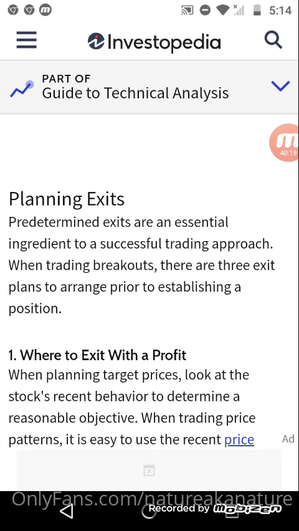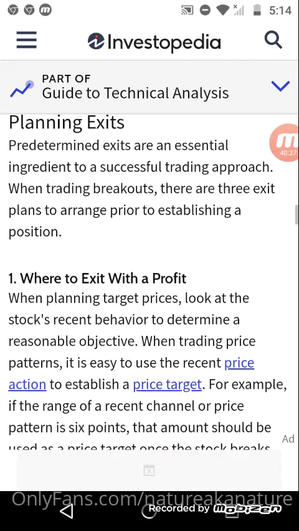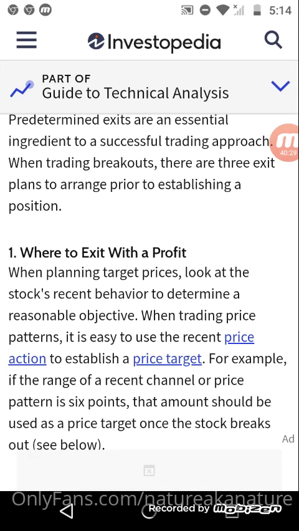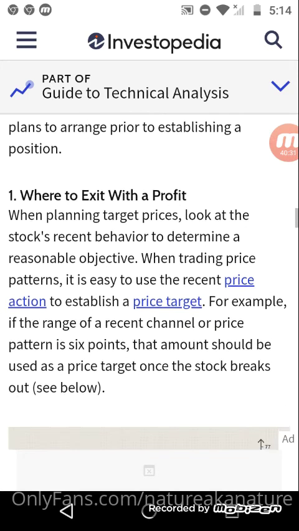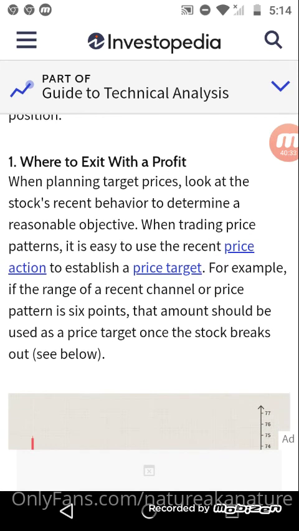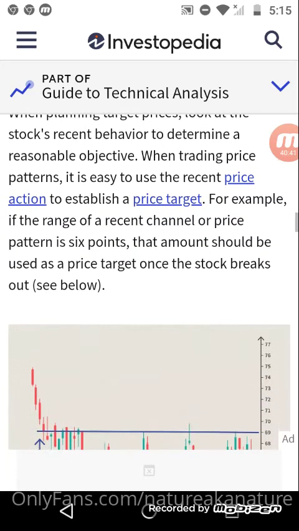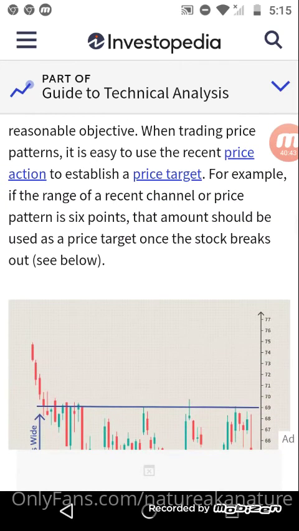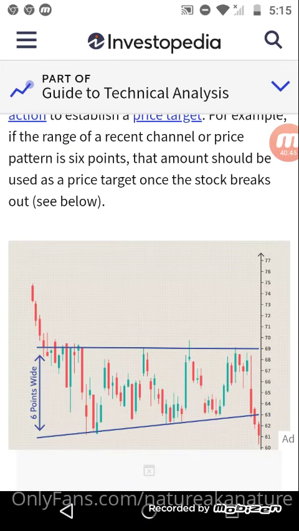So as you can see, it's making swing highs and swing lows, back and forth, back and forth. It's consolidating. Then eventually it breaks out below. Over the past few price swings, it was swinging up and back for 4 points. This will be a reasonable objective. These are a few ideas on how to set price targets as trade objectives. This should be your goal for trades.